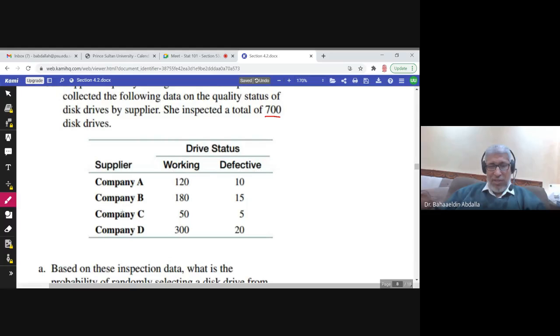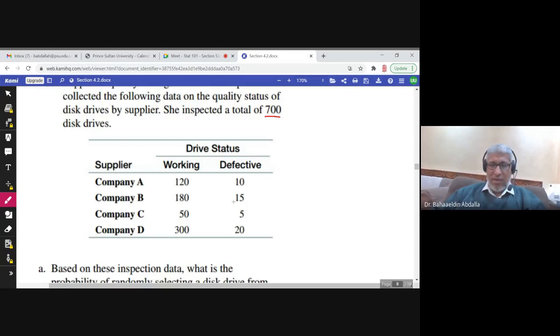Now if you look at this table, you will find two variables. Drive status is one of the variables, and we have two statuses, either working or defective. There is also another variable, which is the supplier, and as you can see we have four suppliers. So we have two variables and these data are between these two variables.